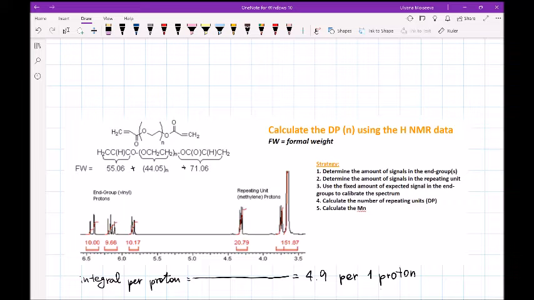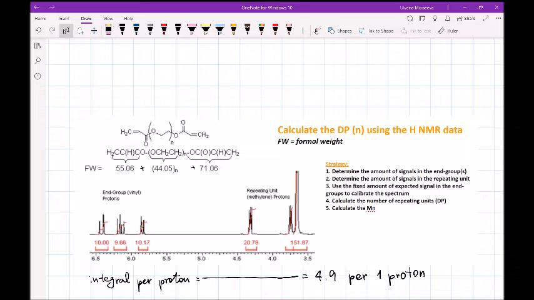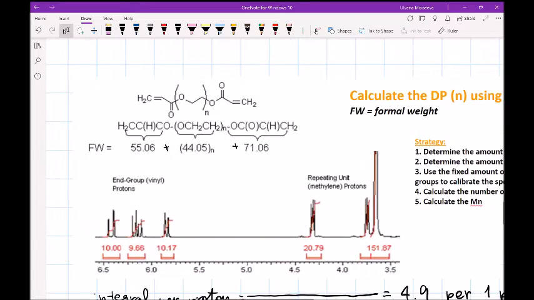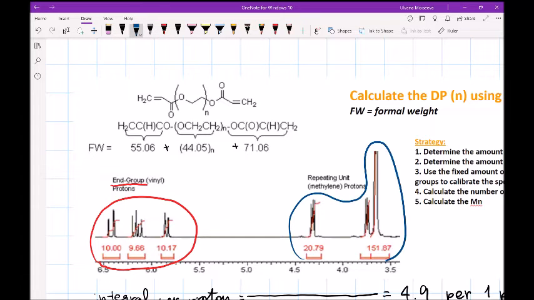This is part 1. Today we will be discussing how to determine the degree of polymerization in a polymer using NMR. So the first thing you need to do is to look at your NMR. As you can see, we have 3 different integrals for our end groups, and we have 2 different integrals for our repeating unit.